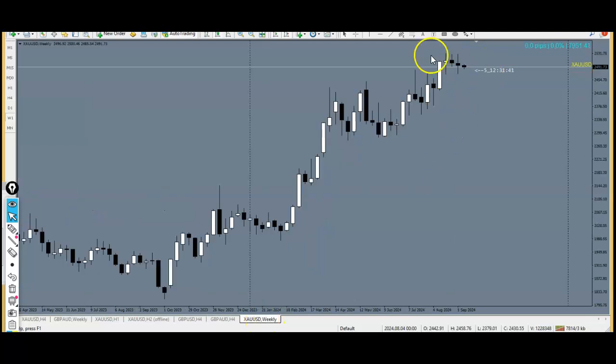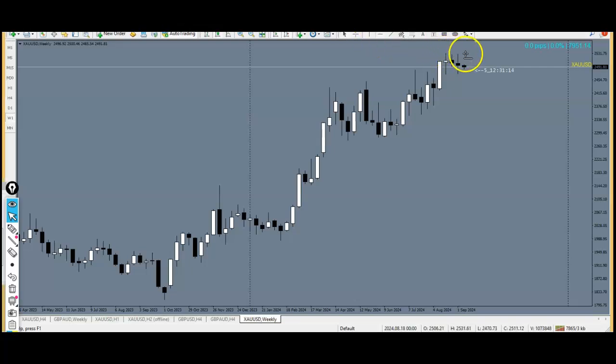Okay, so gold is the next one. Gold has been going up. This is the weekly chart of gold. You can see gold has been very trending, going up, pull back, up, pull back, up again, pull back. It's gone up. It's now in a sort of decision stage, trying to decide what it is going to do next.